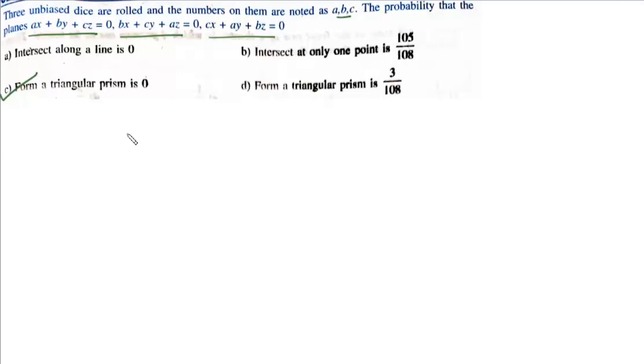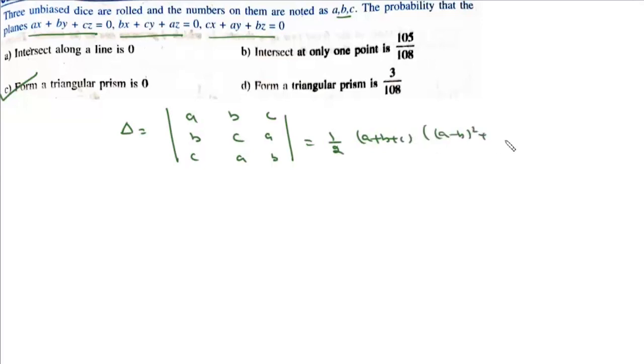Now if we look at delta for these homogeneous equations, this delta will be this A, B, C, B, C, A and C, A, B. We know that we'll get this as 1 by 2 and then A plus B plus C will be A minus B square plus B minus C square plus C minus A whole square. And if it is equal to 0, we'll have infinitely many solutions. And if it is unequal to 0, then we have a unique solution.